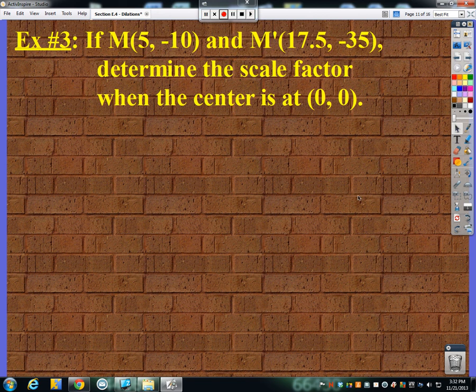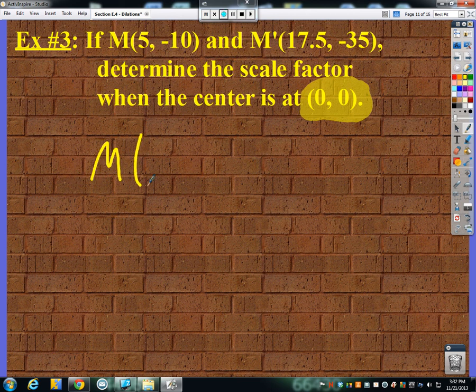Number 3, if m has coordinates of (5, negative 10), and m prime, the image, has coordinates of (17.5, negative 35), determine the scale factor when the center is at (0, 0). So since our center is at our typical (0, 0), our rules will apply, but this is kind of like, we know the beginning part, we know the ending part, we just need to know what happens in the middle.